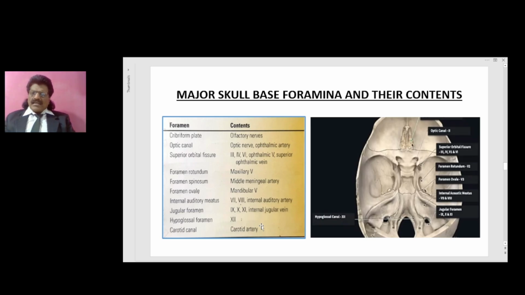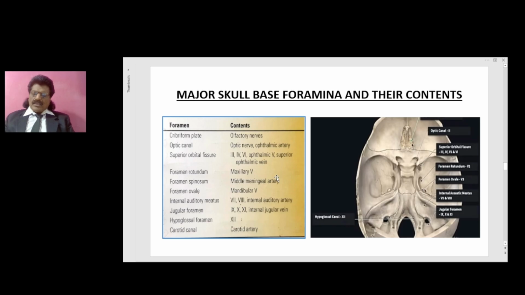So if we take first the cribriform plate, the olfactory nerve emerges. The foramen optic canal, you have the optic nerve and ophthalmic artery. So this is the optic canal. This is the cribriform plate of the ethmoid bone. You have the olfactory nerve. Then we have the superior orbital fissure, that is the 3rd, 4th, 6th, ophthalmic, 5th, first division, and the superior ophthalmic vein. Then we have the foramen rotundum, where you have the 2nd division of the trigeminal nerve, that is the maxillary coming up.